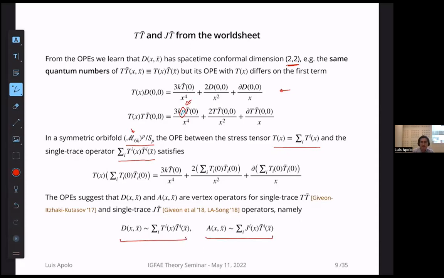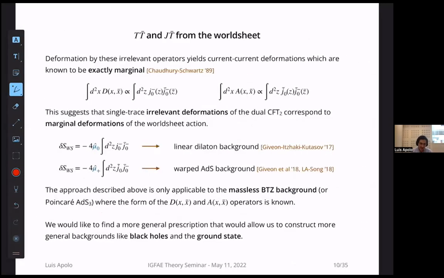Okay. So now you can imagine deforming the theory by these operators. And in this case, what's particularly interesting is that you end up with a deformation that looks to come purely from the worldsheet, and turns out to be a so-called current-current deformation. So for the D operator, you find only these two currents. This one is from SL2R left, and this one comes from SL2R right. And similarly, for the A operator, you find one from the U(1) factor of T4 and another one from SL2R right.